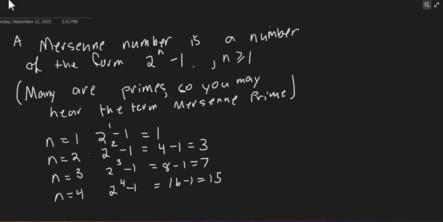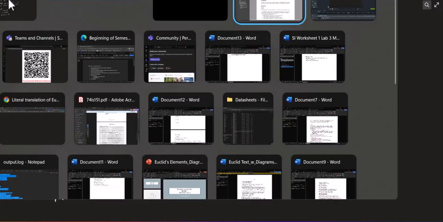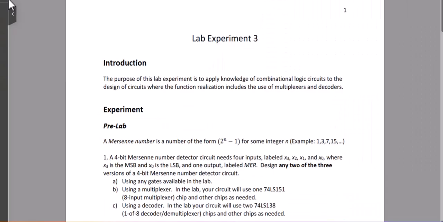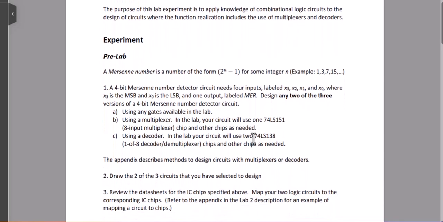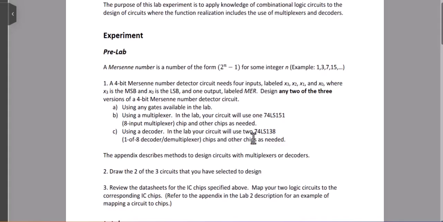And if you look at your lab, it says the purpose of this lab experiment is to apply knowledge of combinational logic circuits to the design of circuits, or the function realization includes multiplexers and decoders. Then it says a Mersenne number is of the form 2 to the n minus 1 for some integer n, and we'll be looking at 4-bit Mersenne numbers. So we're going to have 4 bits labeled x3, x2, x1, and x0, where x3 is the most significant bit and x0 is the least significant bit, labeled MER.